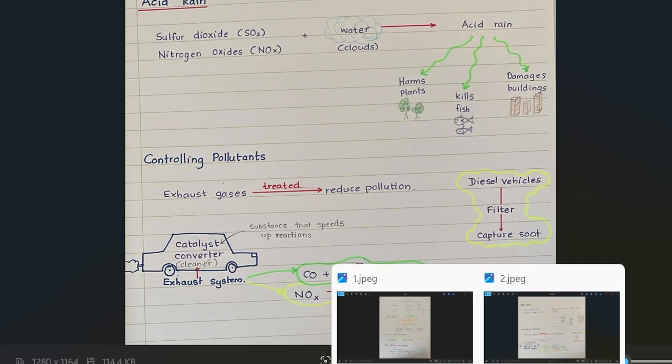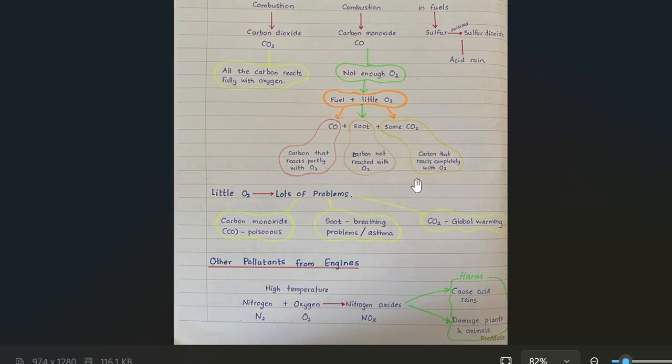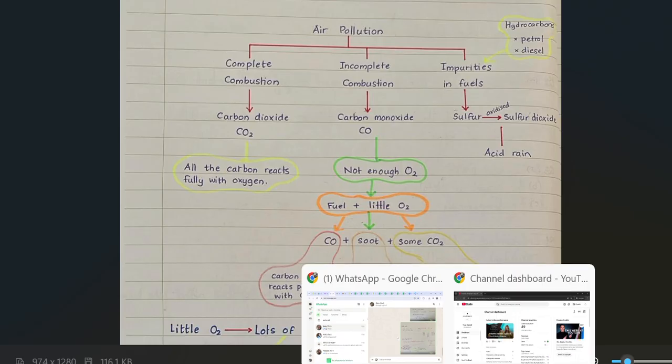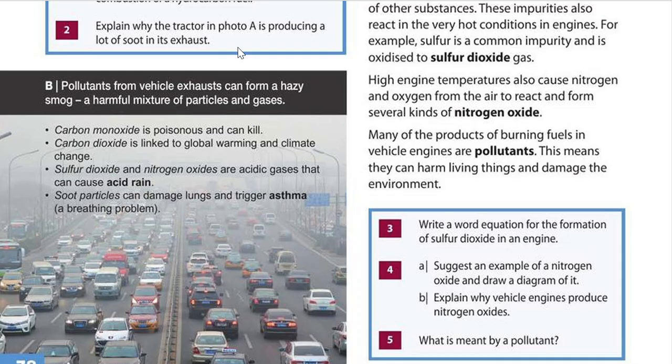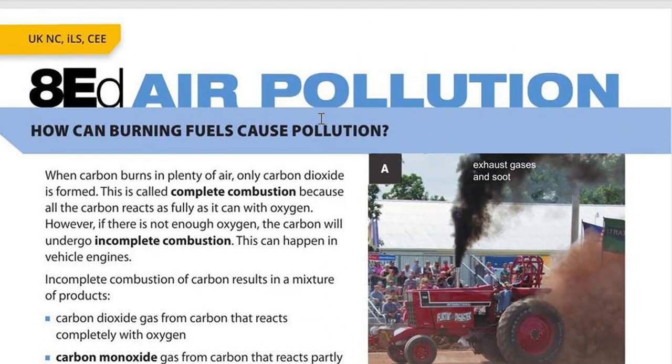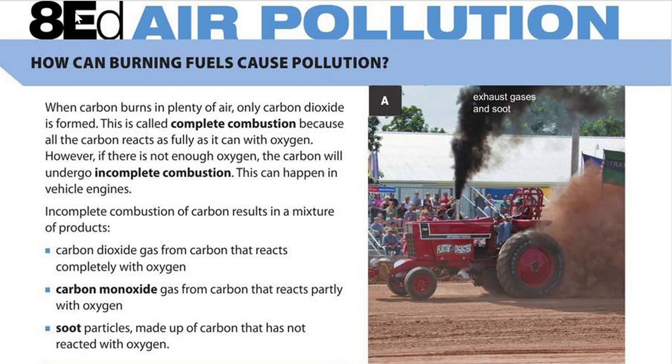So these are the things that you need to remember about acid rain, pollutants, and all together about pollution. Okay, now keeping these things in mind, let me explain what the textbook says. Right, let's go through the note now. How can burning fuels cause pollution? When carbon burns in plenty of air, only carbon dioxide is formed. This is called complete combustion because all the carbon reacts as fully as it can with oxygen.